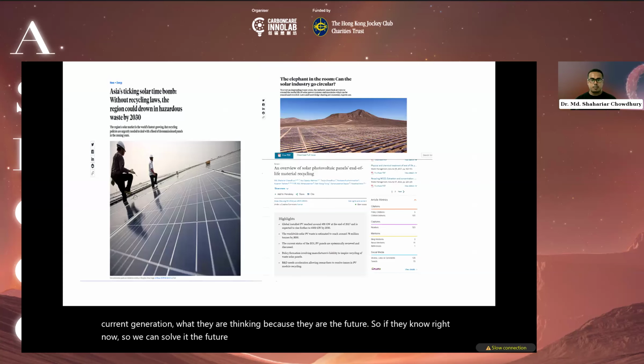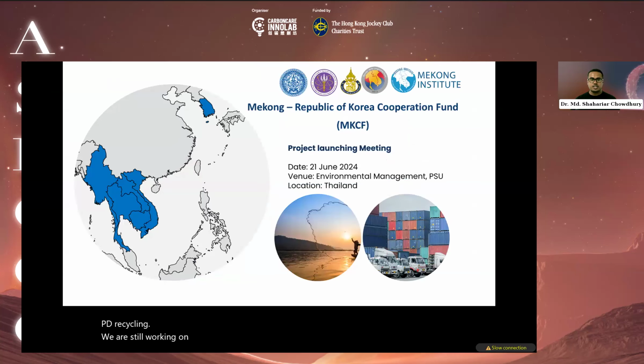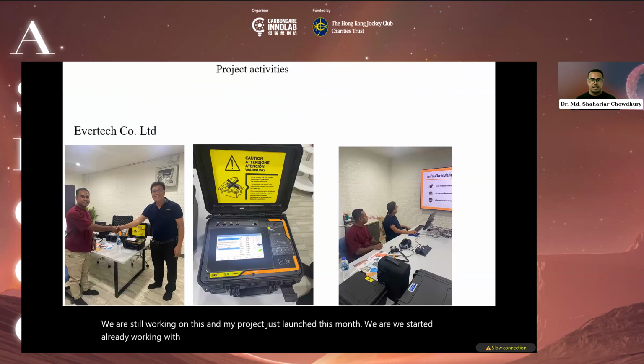And this is some of my work highlighted about solar PV recycling. We are still working on this. My project just launched this month. We have already started working with Mekong nations with Korea. And this is another thing we devised.